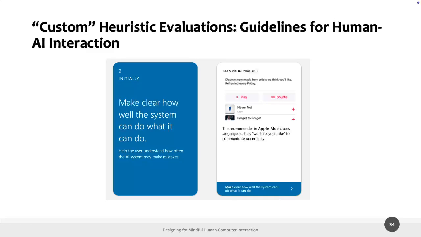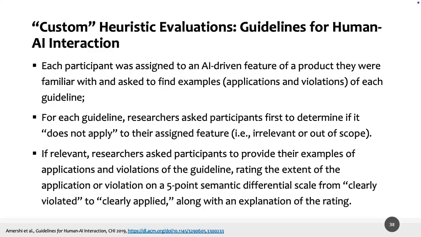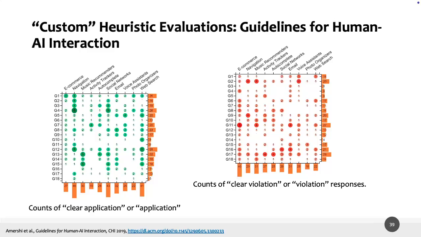Make clear how well the system can do what it can do. But this is again related to human-AI interaction. So it's probably out of scope. And they actually asked some experts to evaluate these heuristics on existing products.